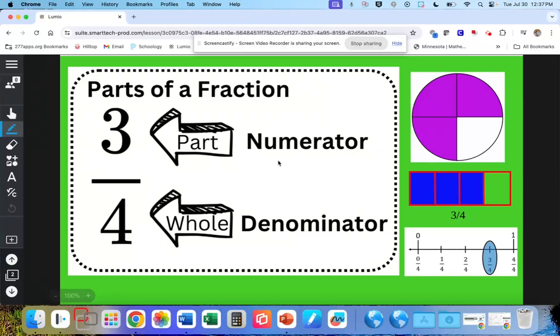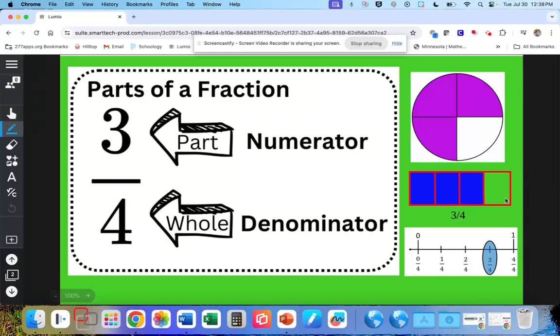The top is called the numerator. The top is how many parts you maybe had or ate or used. And the bottom is the denominator. That's how many whole parts your object was broken into. So in this circle, we can see that we had 4 parts to make that whole. Now, did we use all 4 parts? No, we only used 3 of them. So that's why the top is how much we used. The bottom is how many total parts we had to make the whole.